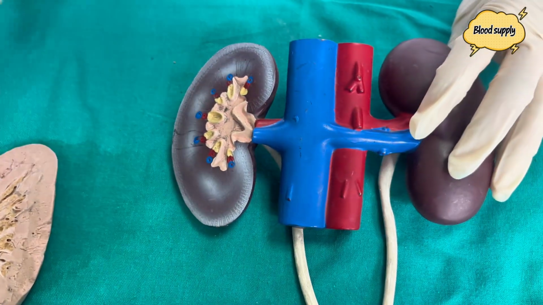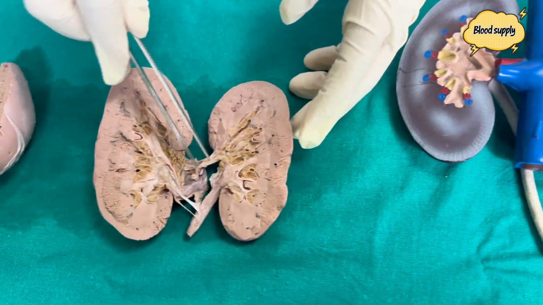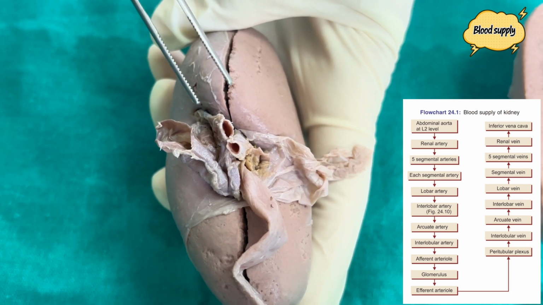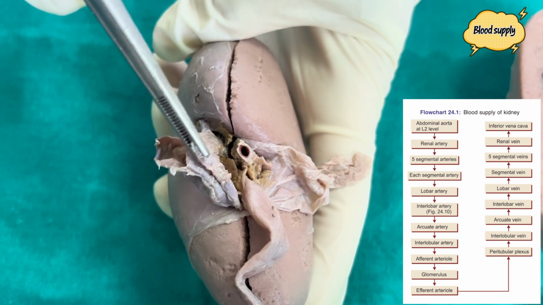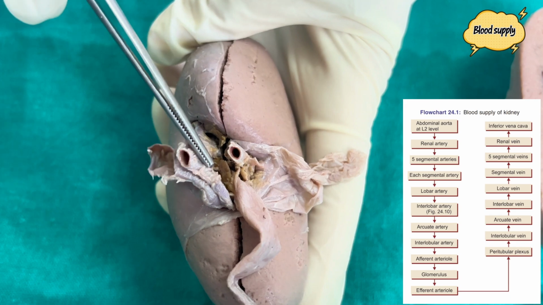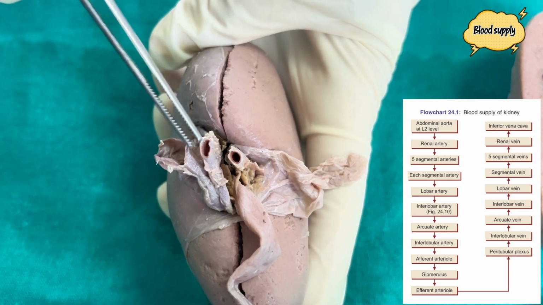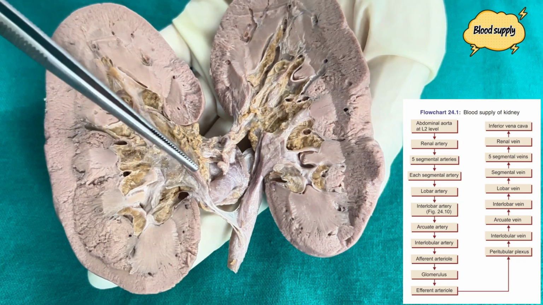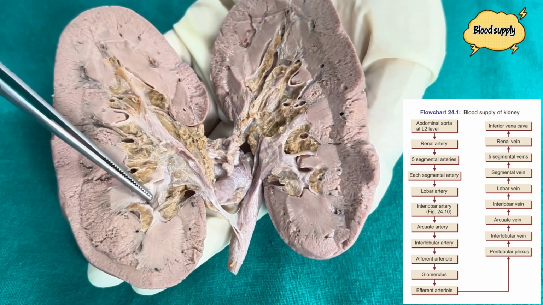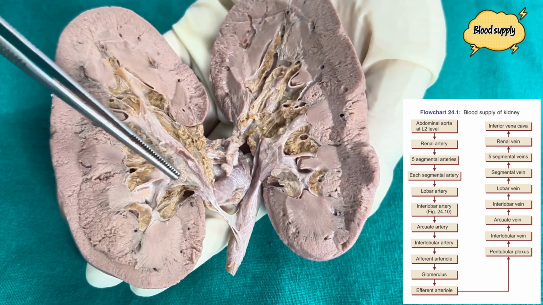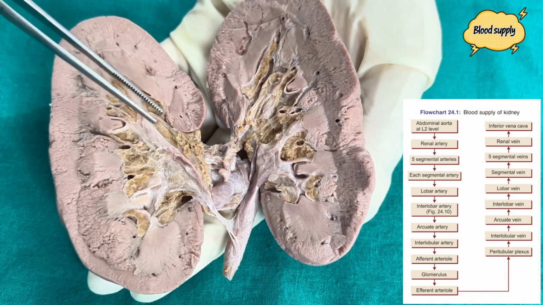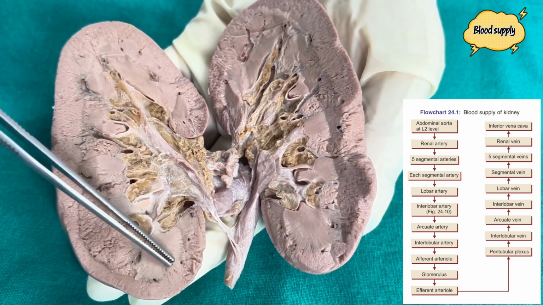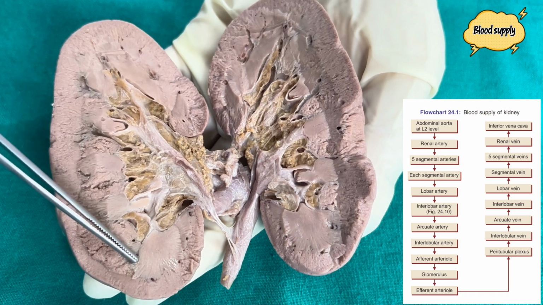So this renal artery enters the hilum. In this hilum, you can see the renal artery divided into 5 segmental arteries. So this is the anterior segmental artery, giving the branch to the anterior, and this is the posterior segmental artery. Now this segmental artery enters as a lobar artery. This lobar artery traverses between the renal columns, forming the interlobar artery. That is, between the two pyramids, there is the interlobar artery.